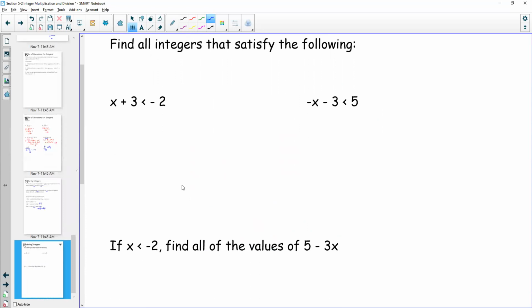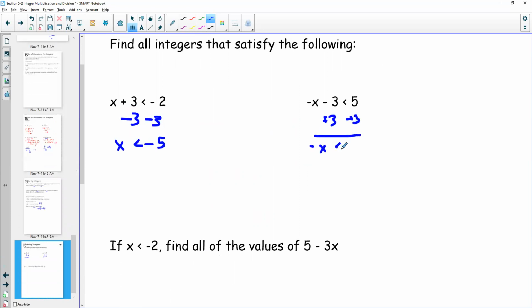This is simply just solving, right? So find everything that satisfies the following. I'm going to take away 3 from each side. X is less than -5. Here, I'm going to add 3 to both sides. This is just solving equations, right?